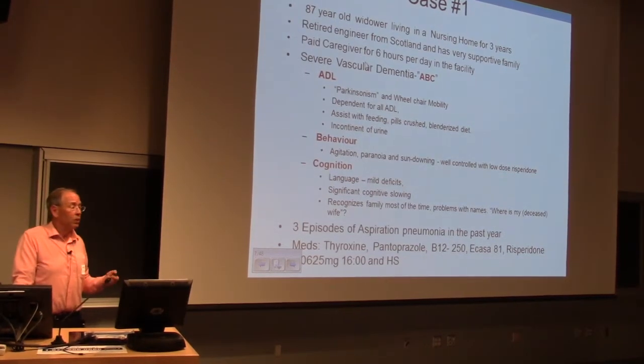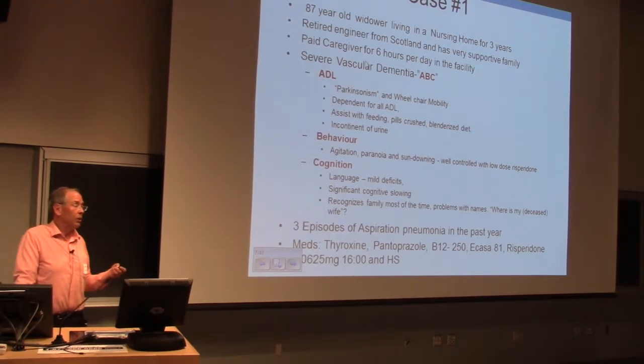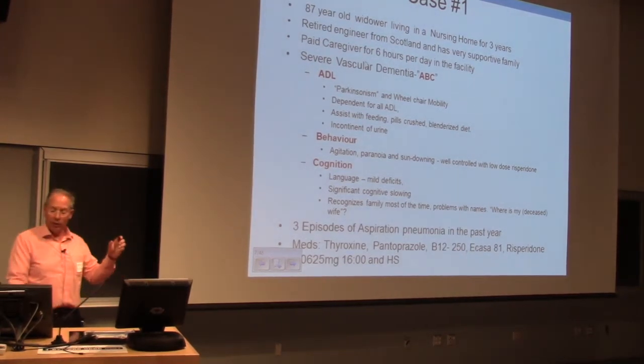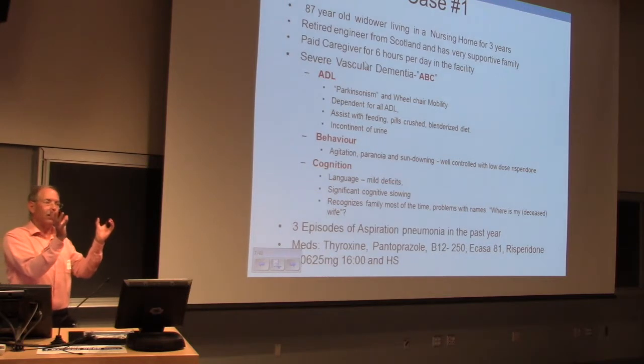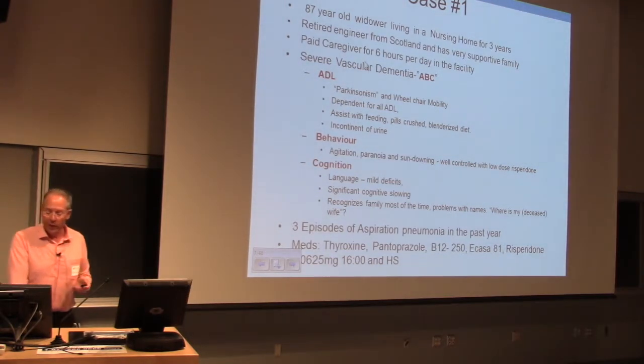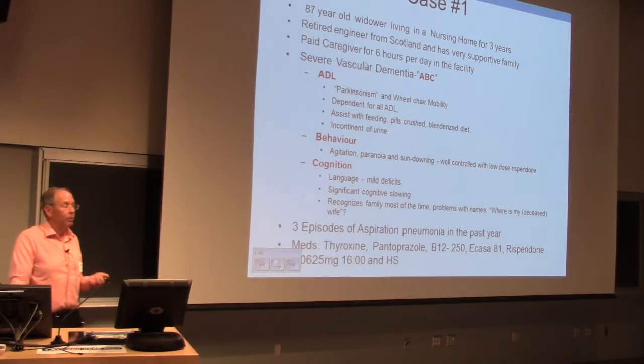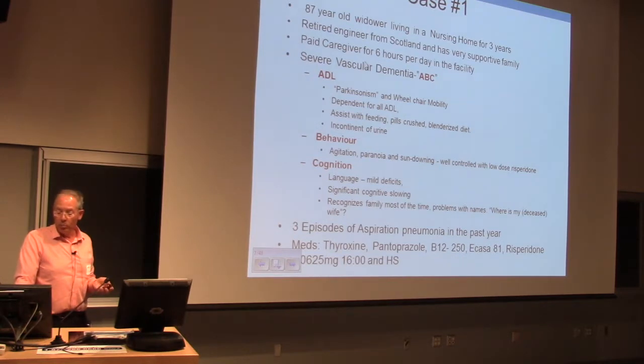He had some problems with names of grandchildren, and he was often confused, asking where his deceased wife was. Just to give you a flavor. Can you picture this guy in your mind? Anyways, he'd had 3 episodes of aspiration pneumonia in the past year, and he wasn't really on very much medication. A little bit of thyroxine, some pantoprazole, B12, baby aspirin, and the Risperdal.